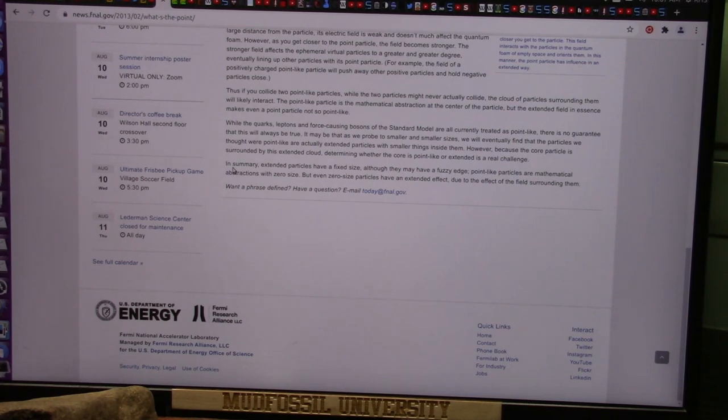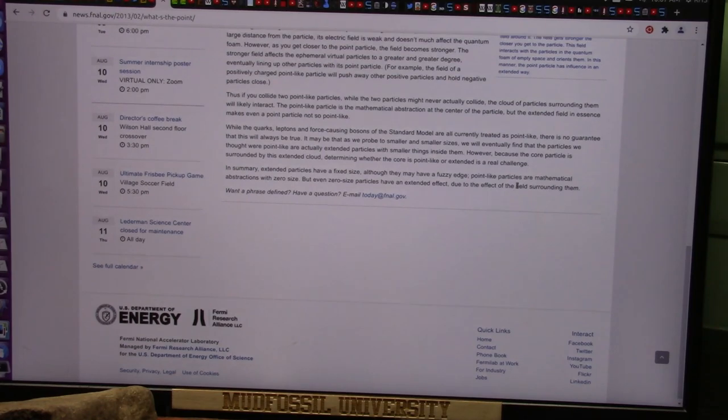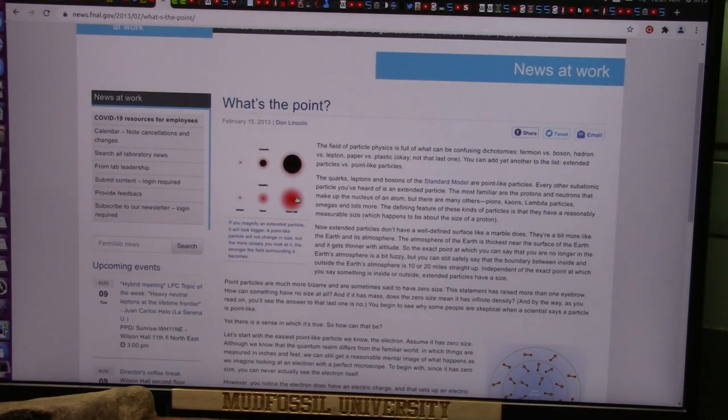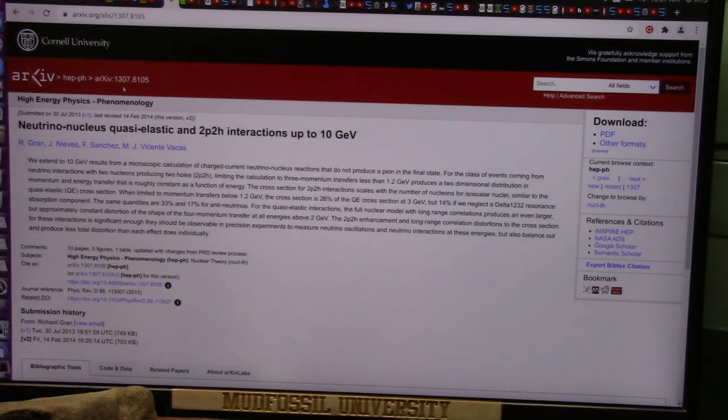Now, his summary was the extended particle, which is the black one, is a fixed size. Totally agree. They have a fuzzy edge. Totally agree. Point-like particles are mathematical extractions with zero size, possibly. Even zero-size particles have extended field effects due to their field surrounding them. Yes, absolutely, I agree. So that's those two particles I showed you. That's Don Lincoln. This is Cornell.